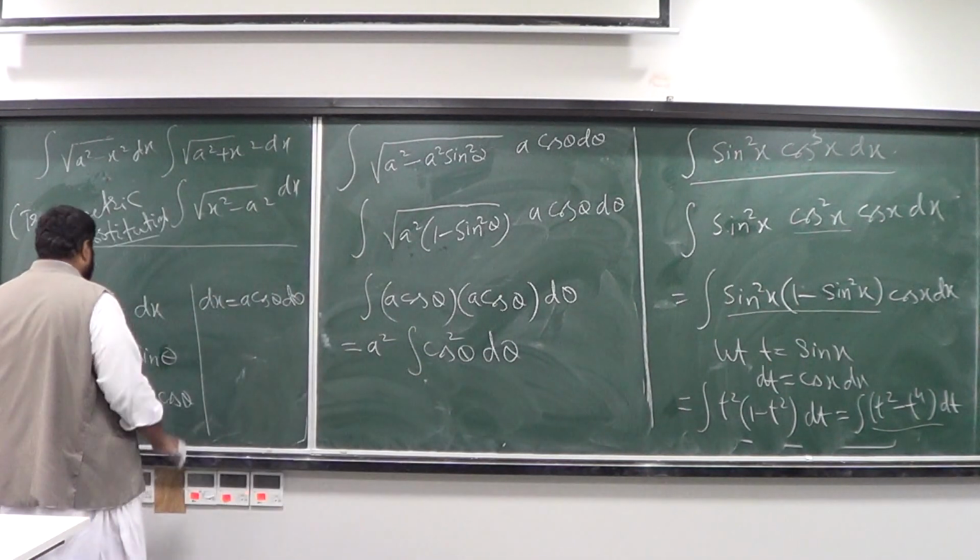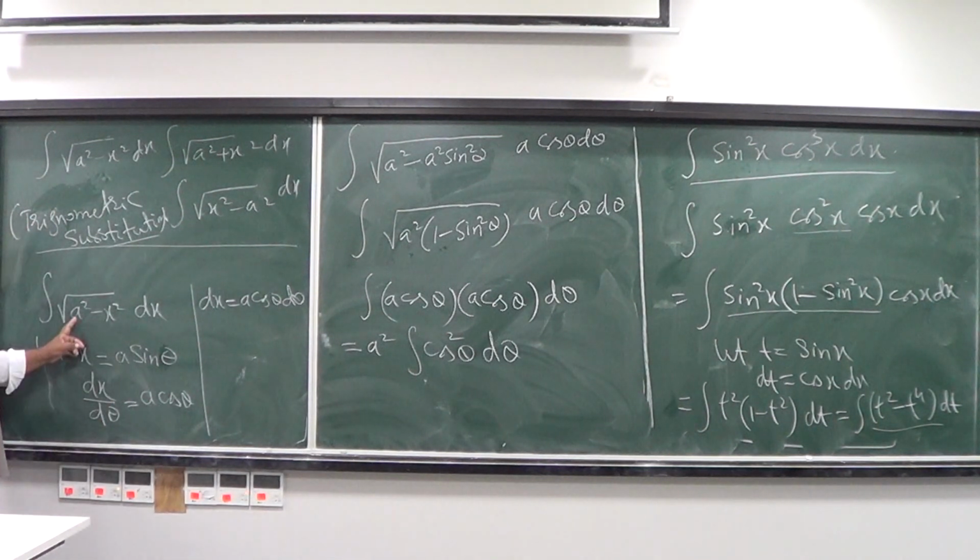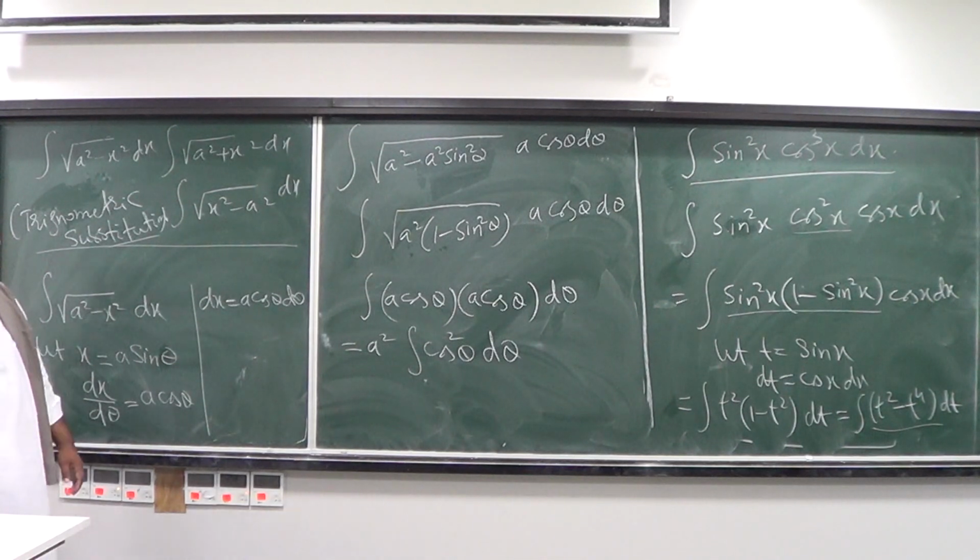So in other words, for your complicated square root function with constant square first minus variable square, constant square is first and then variable square, just take x as a, whatever is underlying, multiplied by sine theta, or you can also take cos theta. It's not going to make any difference. You're going to always get the same result.